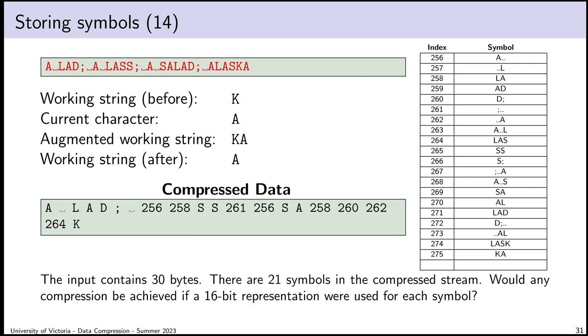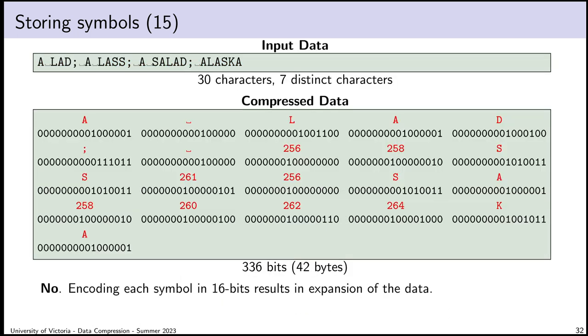So this input contains 30 bytes and there are 21 symbols. If we tried to use 16 bits for every single symbol, would we get compression? You can take a moment, I guess. Well, obviously not, because what I've done here is I've taken 30 symbols. They are currently stored in 8 bits per symbol, and I've done some clever tricks with them, and then stored the result in 16 bits per symbol. Now, I guess theoretically, there's a way I could get such good LZW encoding that I do still save space, but we're sort of fighting a losing battle.